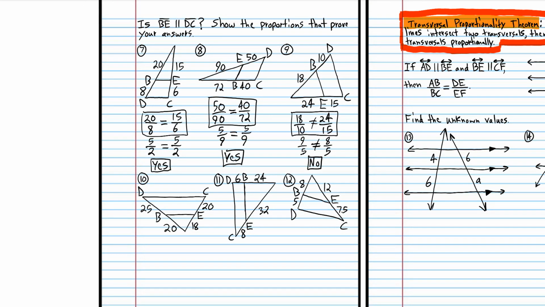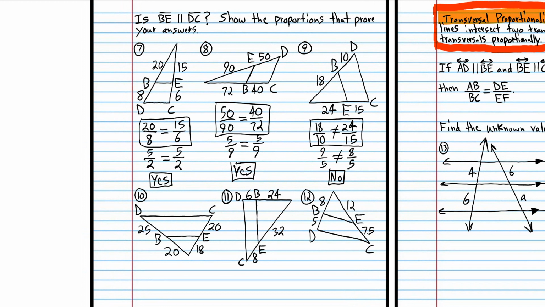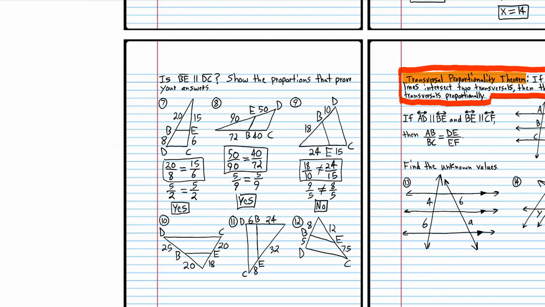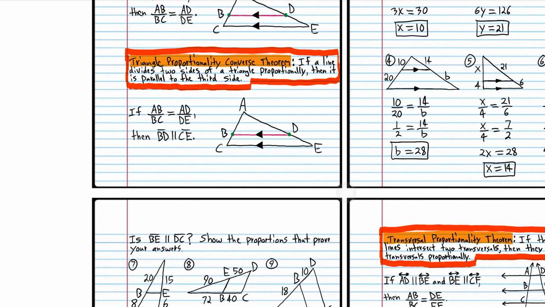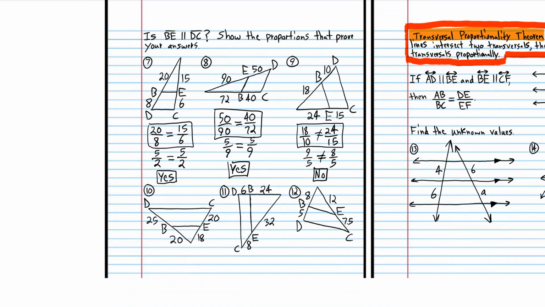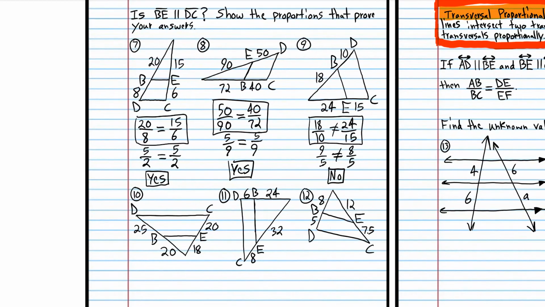All right, so time for you to try. Go ahead and attempt number 10, and when you come back, we'll do it together. Remember, we're using the Triangle Proportionality Converse Theorem. So try number 10, and when you come back, we'll do it together.